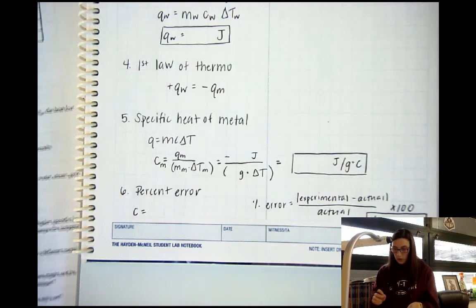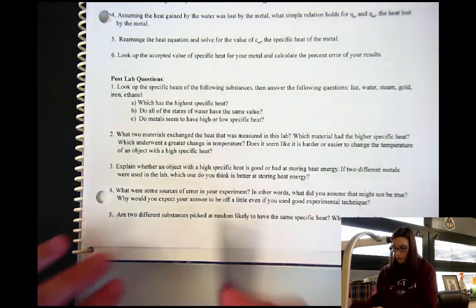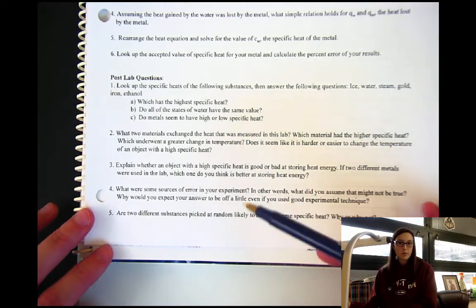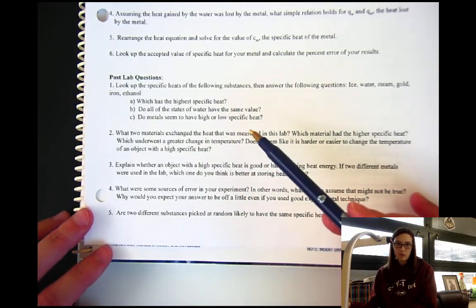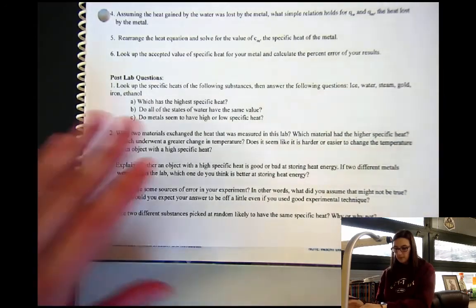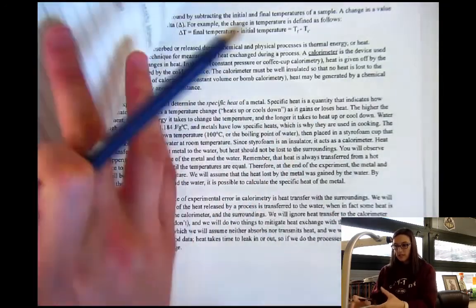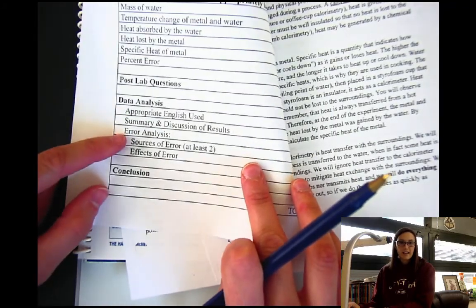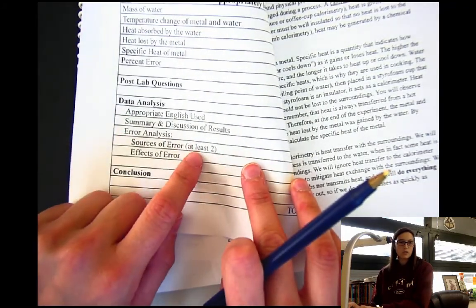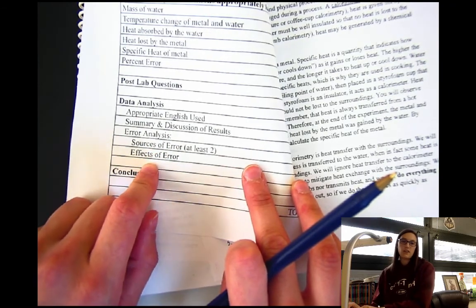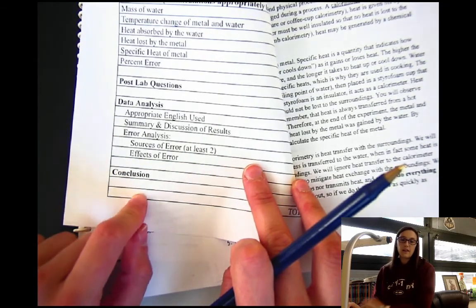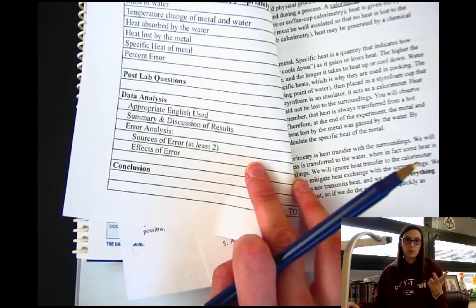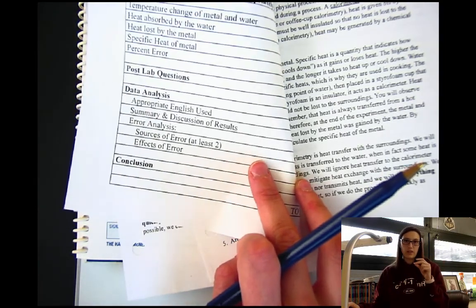So then you will look at the post-lab questions. So post-lab questions are more conceptual. So you'll go through the post-lab questions. You do not have to rewrite them. Just answer them in your lab notebook. After post-lab questions, if you take a look at the rubric, you'll also be writing a data analysis. So focus on at least 2 sources of error and how the sources of error affected the results. And then you'll go ahead and write a conclusion. Conclusion is purpose. Was it fulfilled? Why or why not? Be specific with the why or why not.